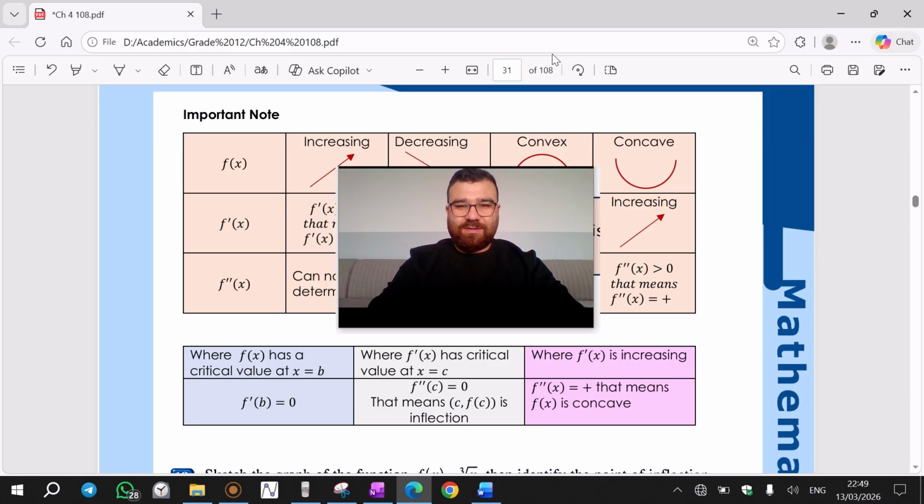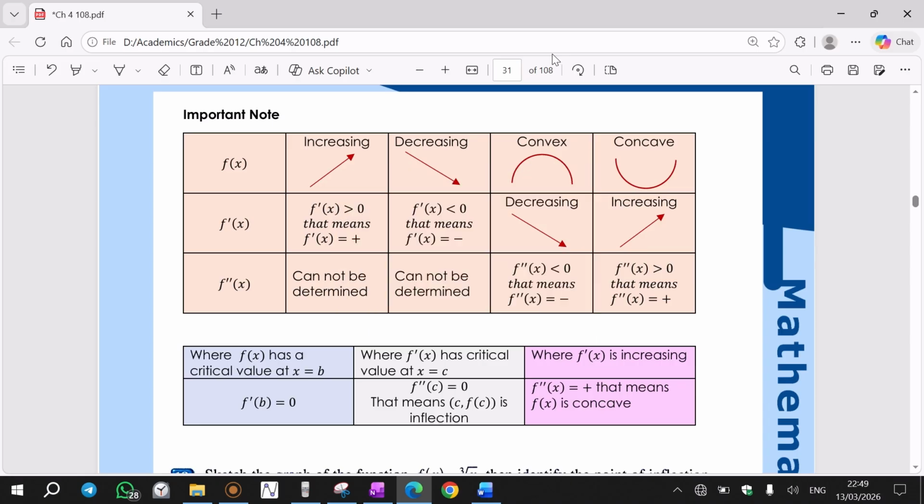This is a very important lesson. We're going to explain the relations between graph of f, f prime and f double prime. I have the relations as a table here.